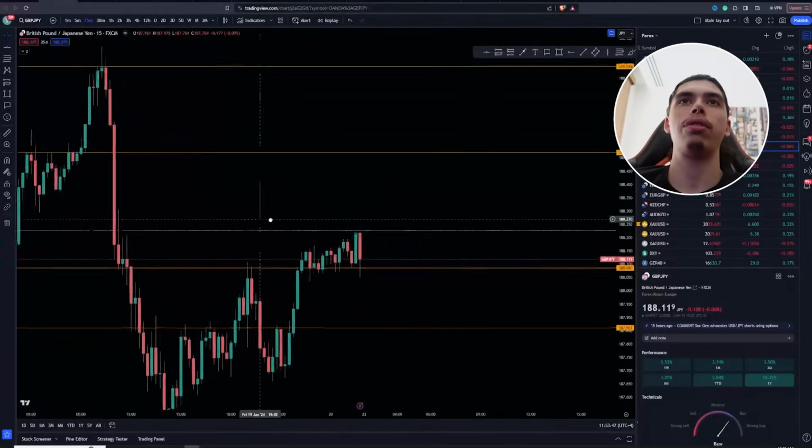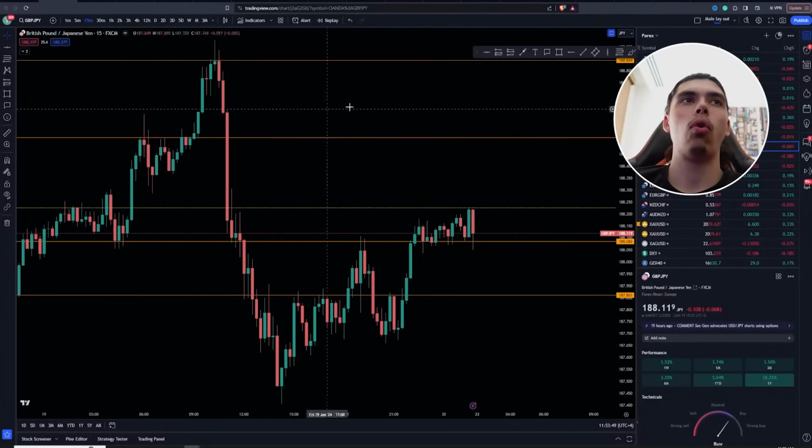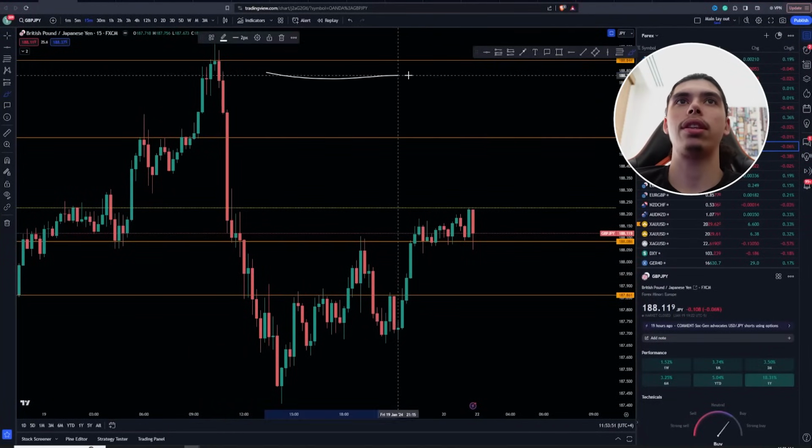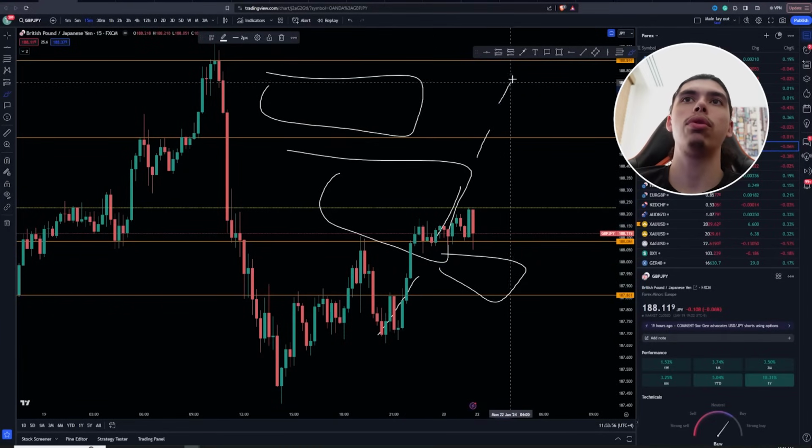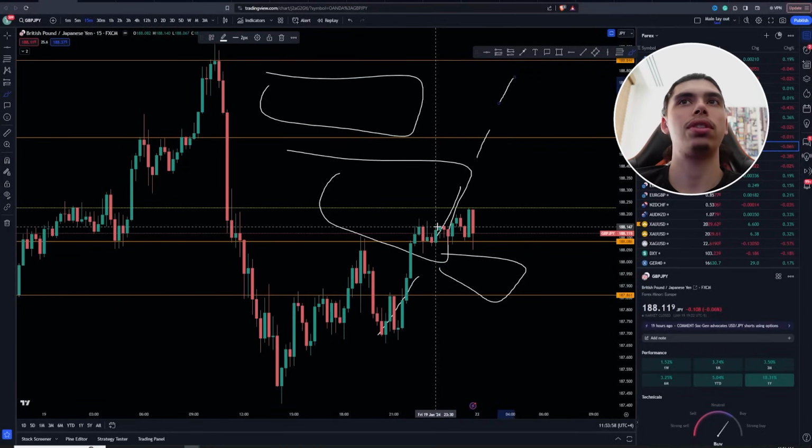So if we just draw support and resistance, we are building ranges. All inside of here is ranges, right? This is a range, this is a range, and I can think of the market as trading between those ranges based on my support and resistance. And that's why I personally chose support and resistance.